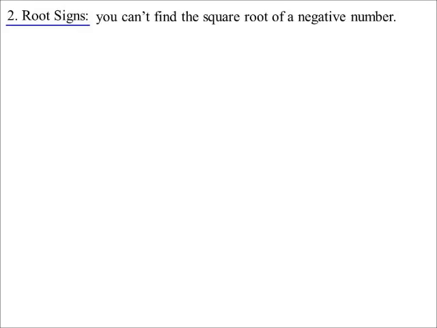Okay, root signs. Or I suppose, more importantly, even root signs. Because you can't find the even root of a negative number. You can find the odd root, like cube root's fine. And square root, of course, is the most common one we're going to come up with. So you can't find the square root of a negative number.